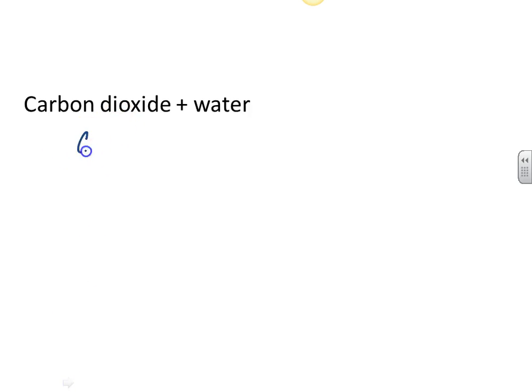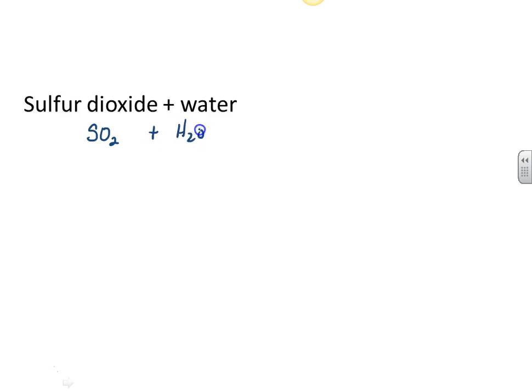Carbon dioxide plus water, CO2 plus H2O, is going to yield H2CO3, carbonic acid, and it's balanced. Sulfur dioxide plus water is going to yield H2SO3. Put it all together.